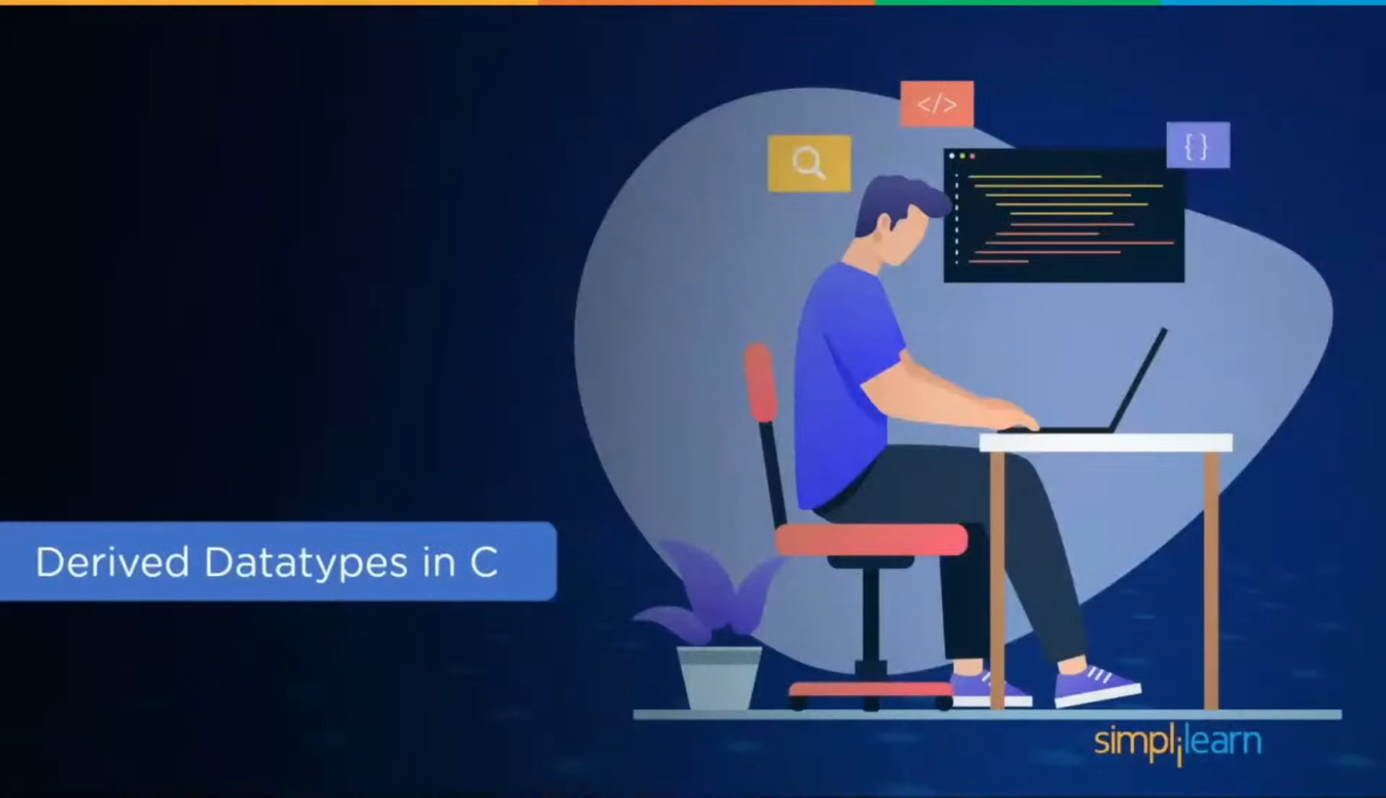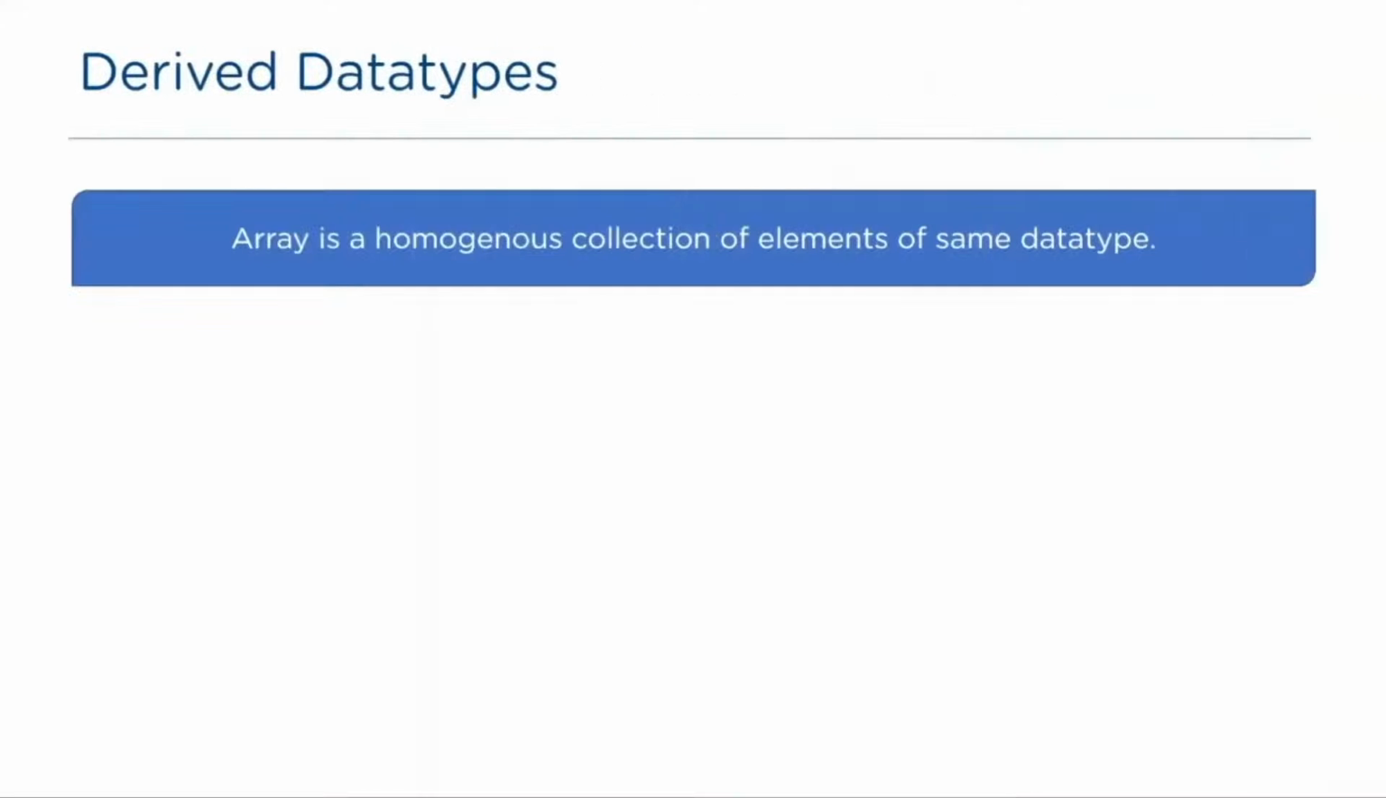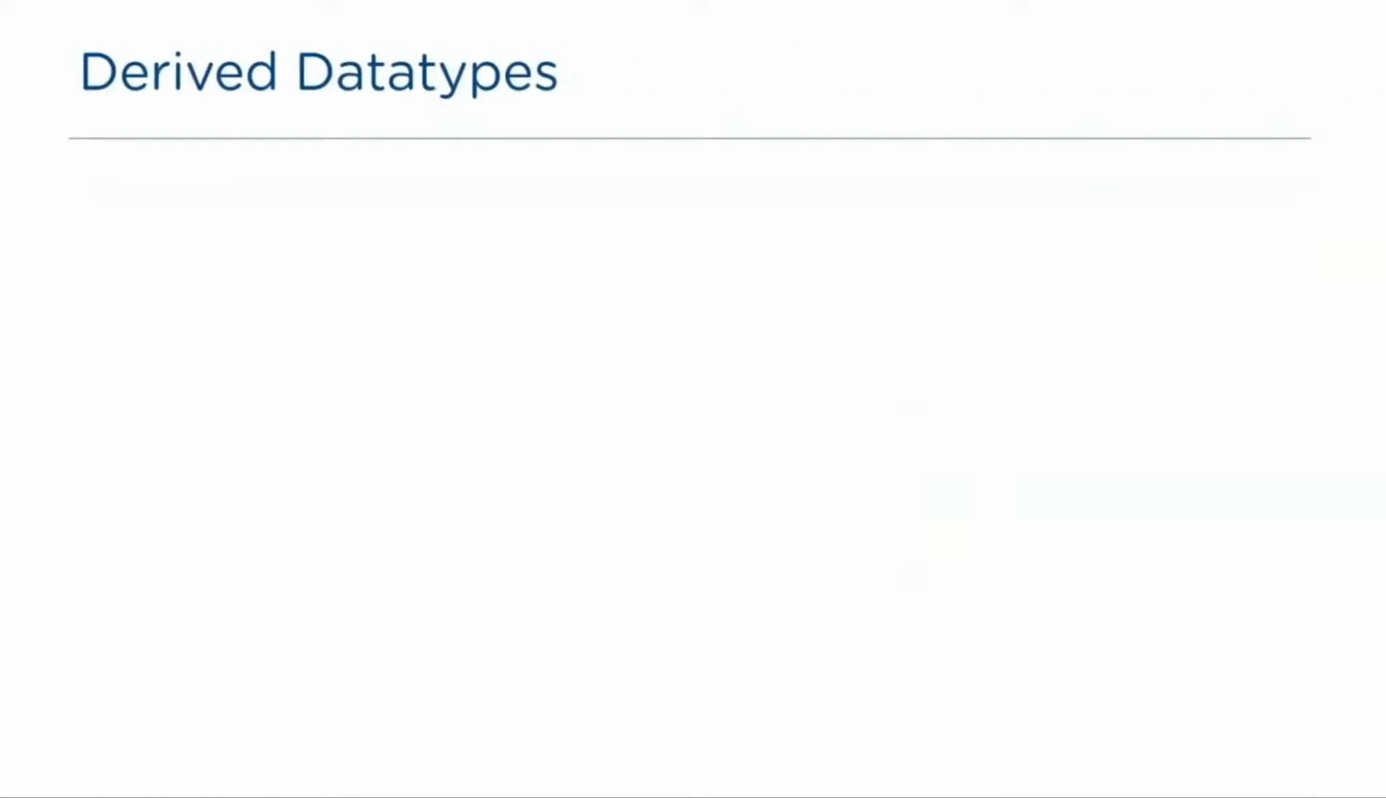Now let's have a look at derived data types. As discussed earlier, array and pointers fall under derived data types. The array is a collection of elements of the same data type, and that can be of int, float, char, and double data types. As you all can see in this example, the array stores 6 elements of the same type int.